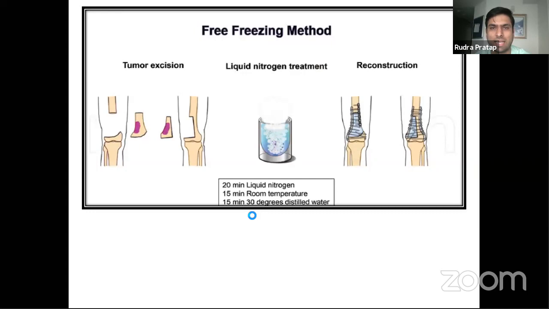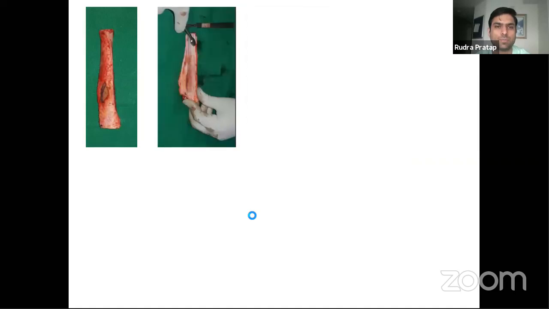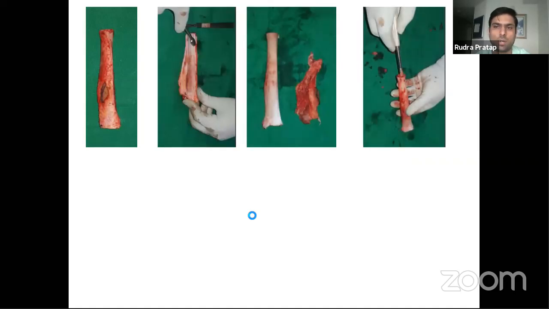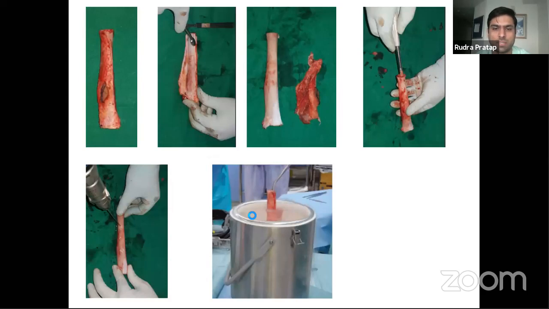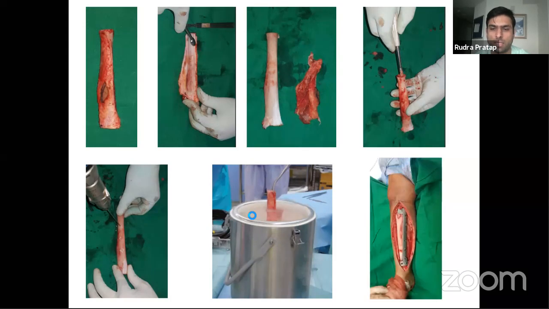Coming to the first type of liquid nitrogen treatment, in which a tumor is excised in an intercalary or a hemicortical fashion. This specimen is then denuded of its soft tissue, and the medullary canal of the specimen is reamed. Drill holes are made in the specimen to prevent a fracture. The specimen is then completely submerged in liquid nitrogen for about 20 minutes. After that, the specimen is kept in room air for about 15 minutes, and then submerged in distilled water for about 15 minutes. Then the specimen is ready to be reimplanted inside the body. In this patient, we have used a custom-made plate to fix the bone.